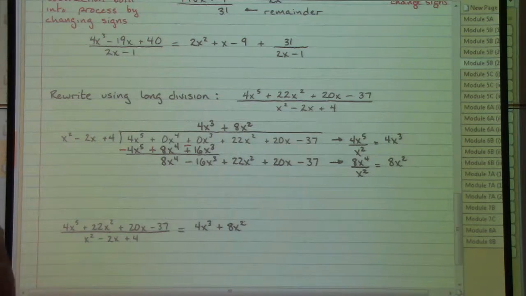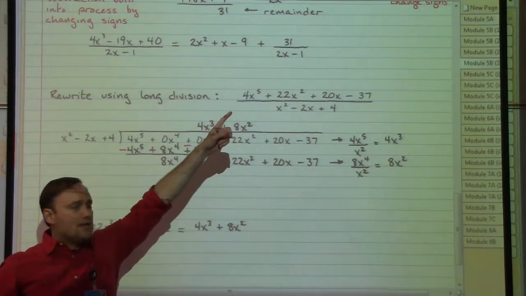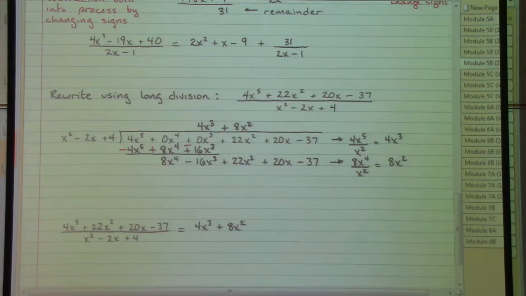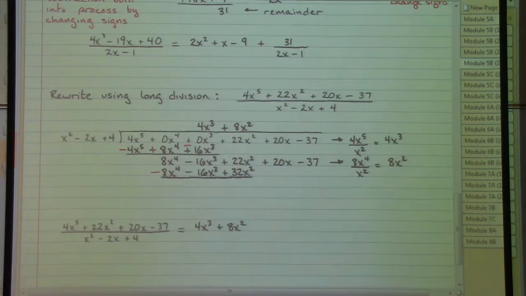I move to the second step in my cycle of steps, the multiplying step. I need to take the 8x squared, multiply by all 3 terms that are out in front. That'll give me 8x to the power of 4 minus 16x to the power of 3, plus 32x squared. Now I'm ready to do the third step, which is to change the signs. So everything that I had just written down gets a change of signs.